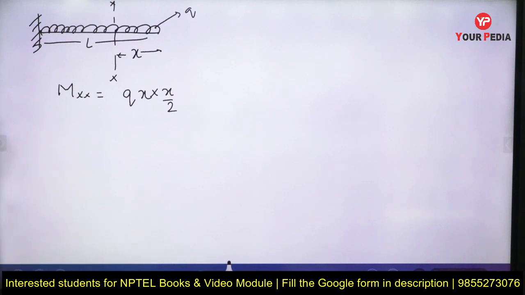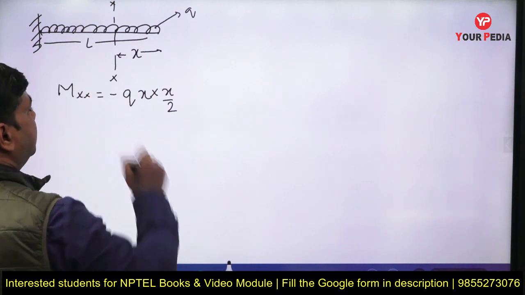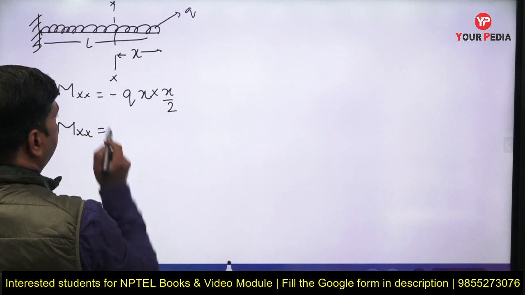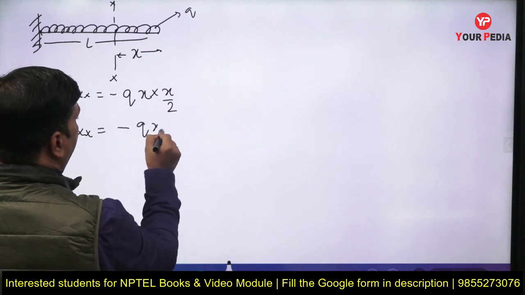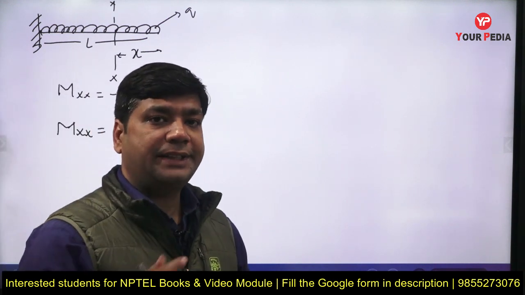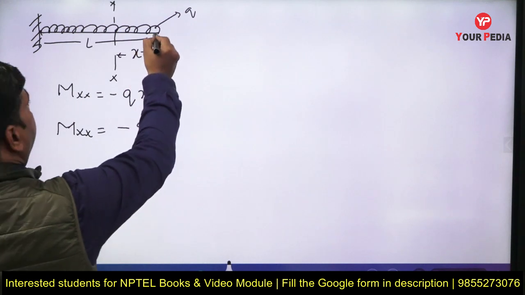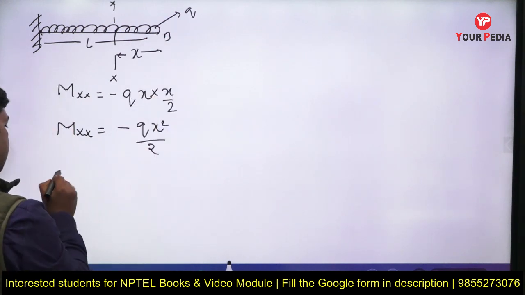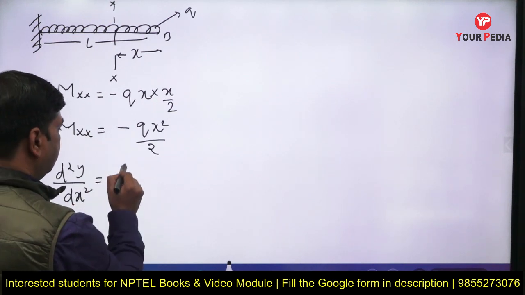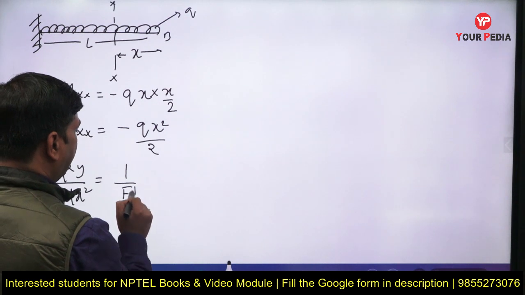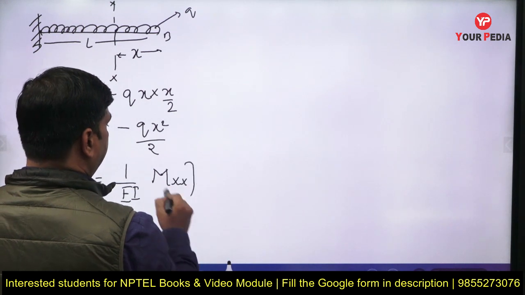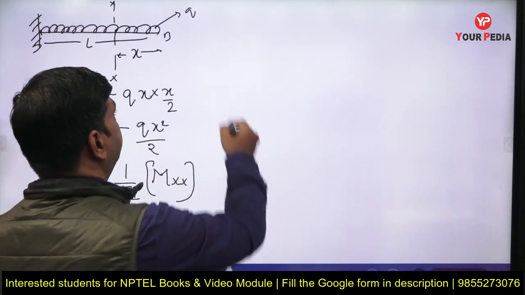Now I am going to see the nature of that. This is also sagging, so a negative sign also comes here. So the moment at section xx equals minus q x square by 2. If I am going to find the deflection at the free end, that is the end B, how can I find it? You just write the equation d2y upon dx square equals 1 upon EI into the moment at section xx. We are using this equation.